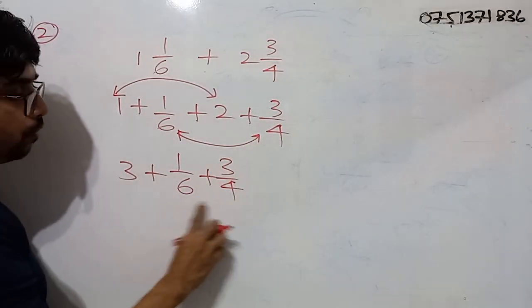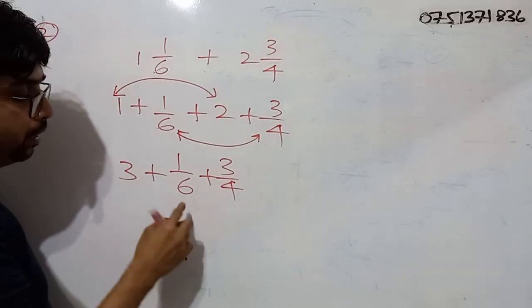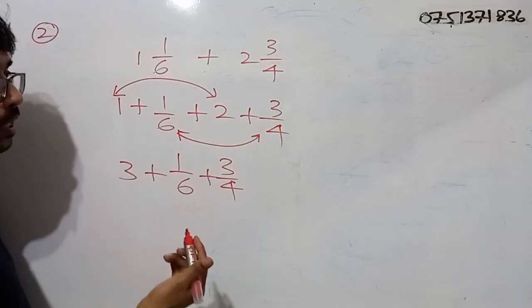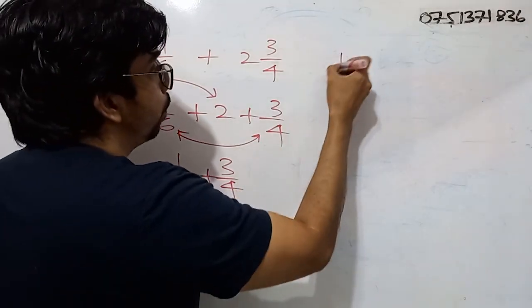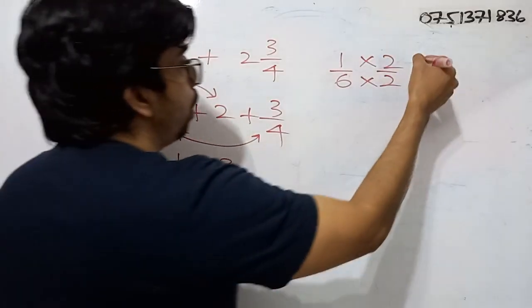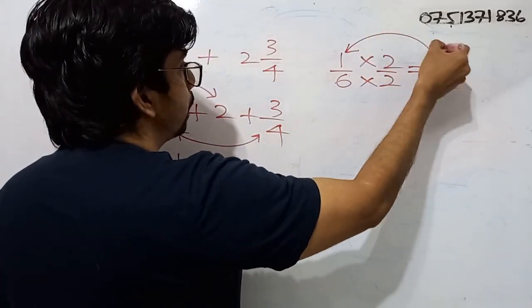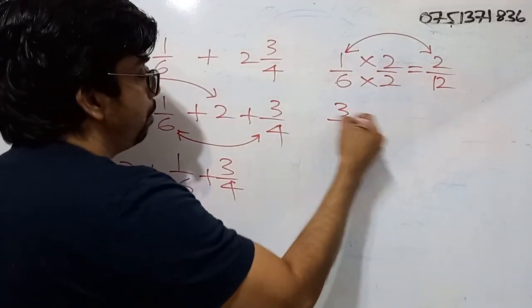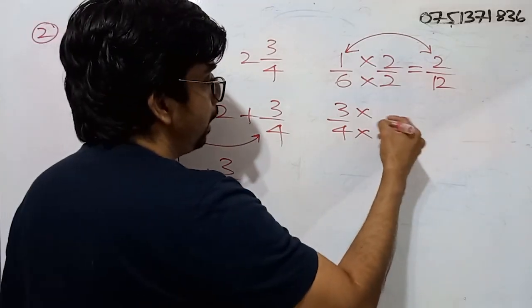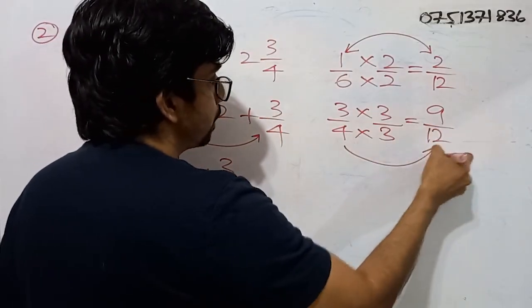So here we have two fractions where the denominators are different. So we have to consider the least common denominator. So the denominators are 6 and 4. So the least common denominator will be what? 12, right? So 1 by 6, I have to multiply both denominator and the numerator by 2. 1 into 2, that is 2. 6 into 2, that is 12. Now these two fractions are what? Equivalent fractions. 3 by 4, I will have to multiply both denominator and the numerator by 3. 3 into 3 that is 9, 4 into 3 that is 12.